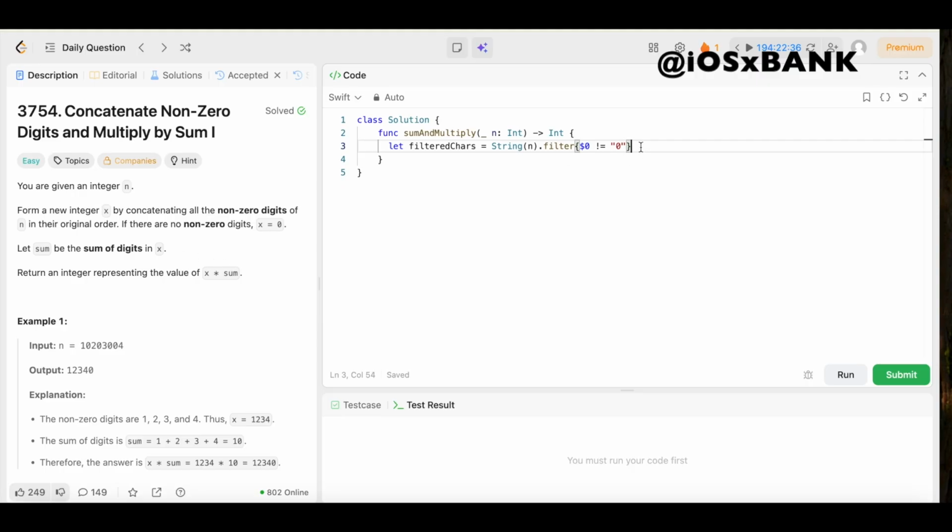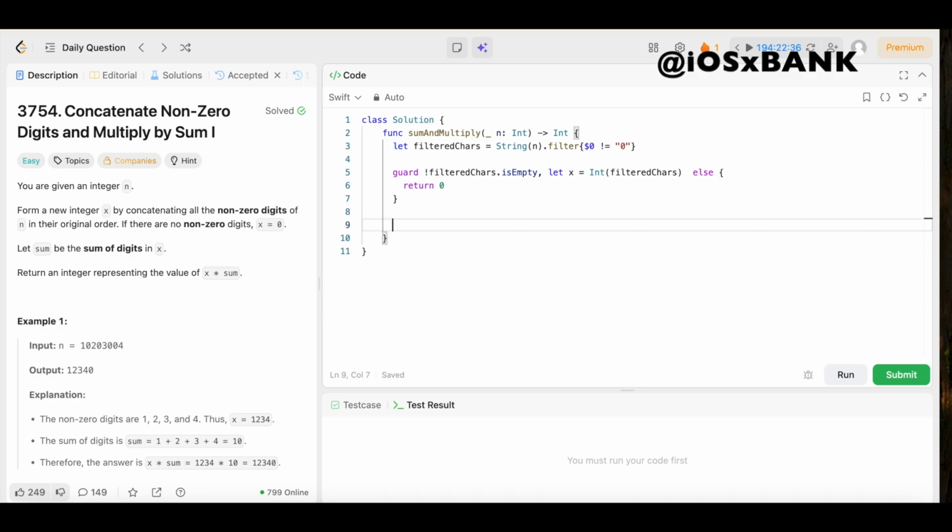So underneath this we'll say guard !filteredChars.isEmpty, let x = Int(filteredChars), else { return 0 }. Now we're going to compute the sum of the remaining digits, and the reduce starts with a total of 0 and adds each digit's numeric value to the running total.